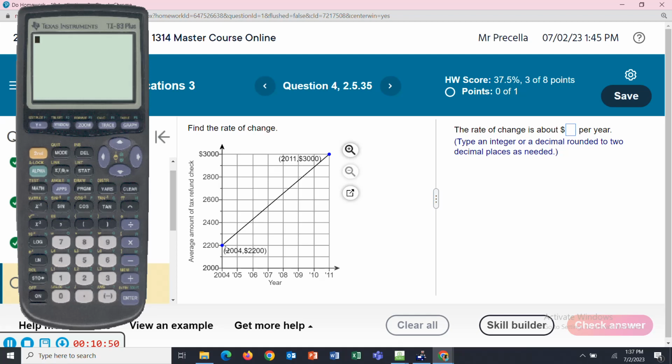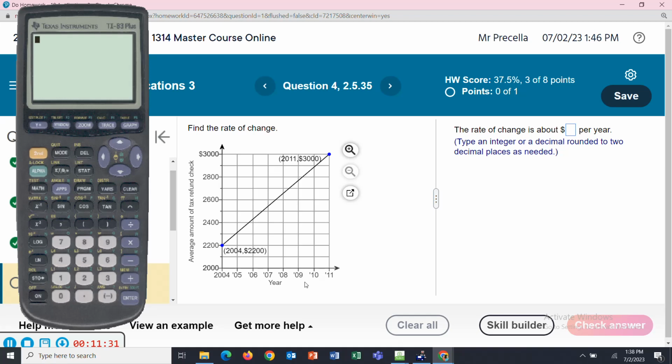So on this chart, it looks like the average income tax refund check has grown from $2,200 to $3,000 over what? From 2004 to 2011, that's a 7-year time. So I'm going to write down those ordered pairs. 2004, comma, 2200, and 2011, comma, 3000.